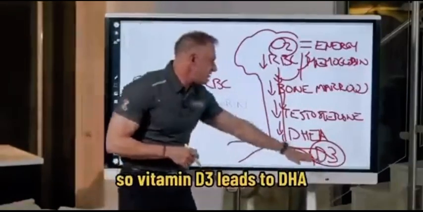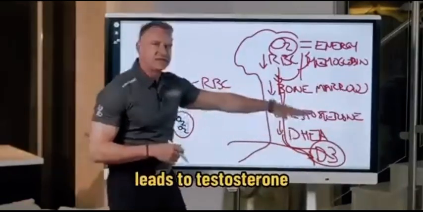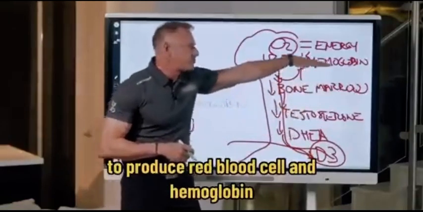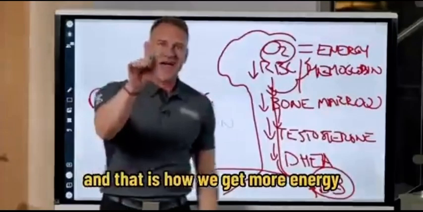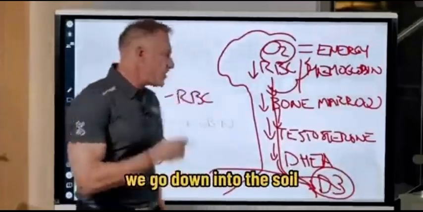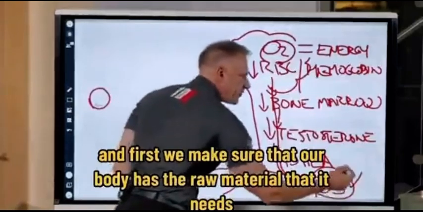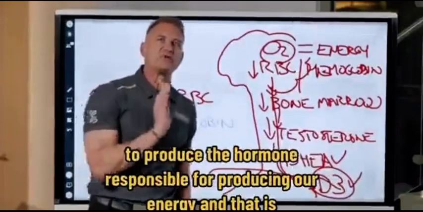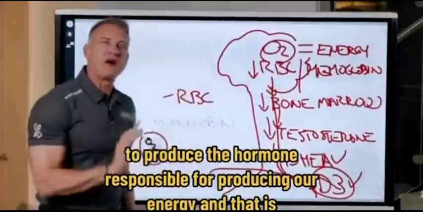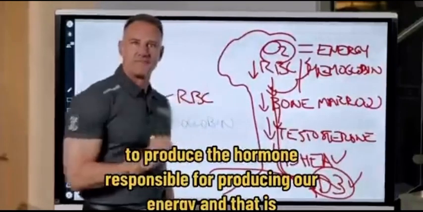So vitamin D3 leads to DHEA, leads to testosterone, leads the bone marrow to produce red blood cells and hemoglobin, which leads to energy. And that is how we get more energy. We go down into the soil, and first we make sure that our body has the raw material that it needs to produce the hormone responsible for producing our energy.